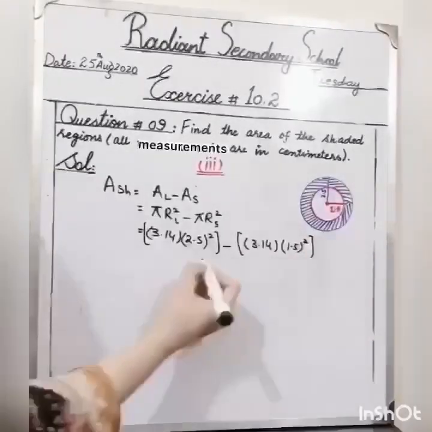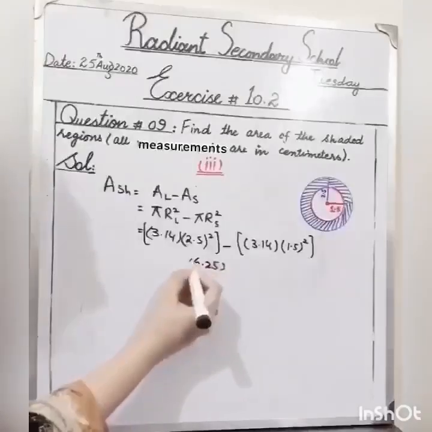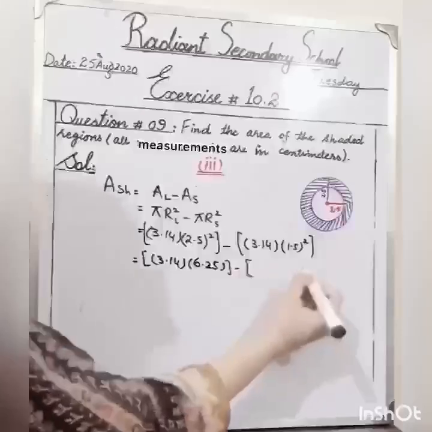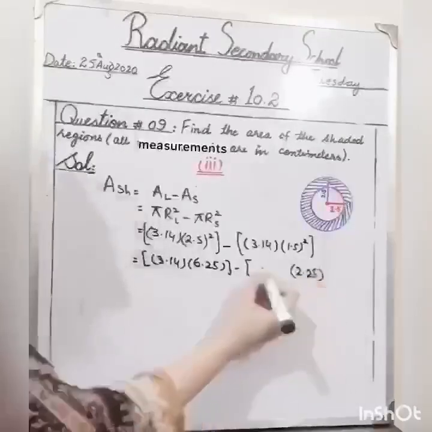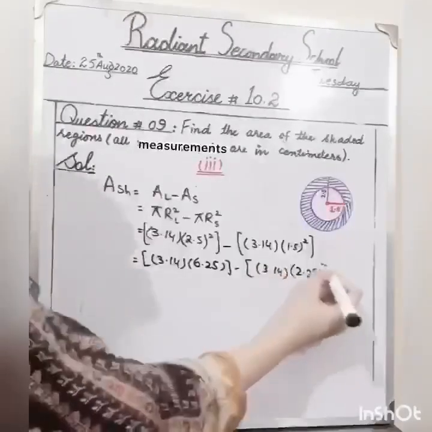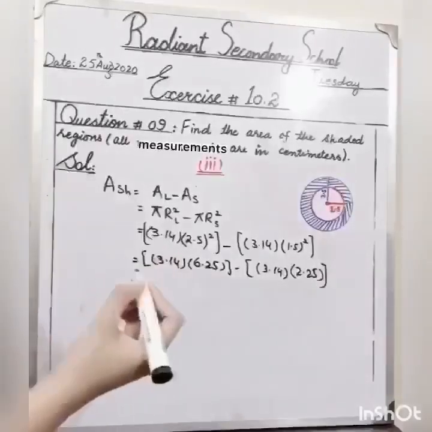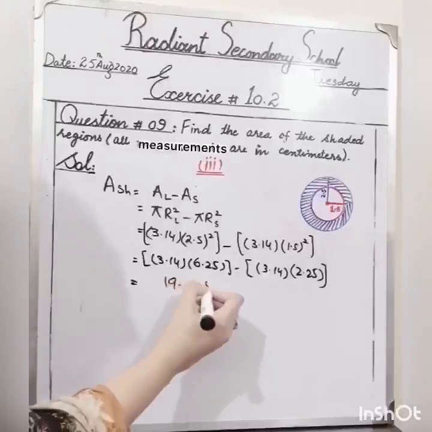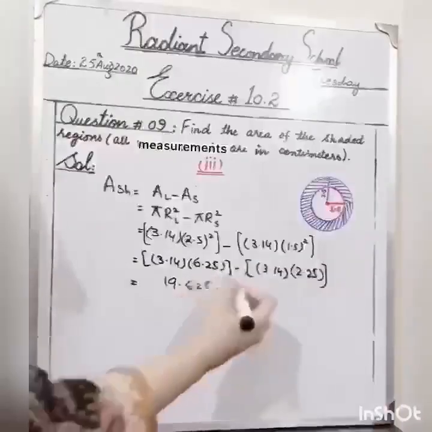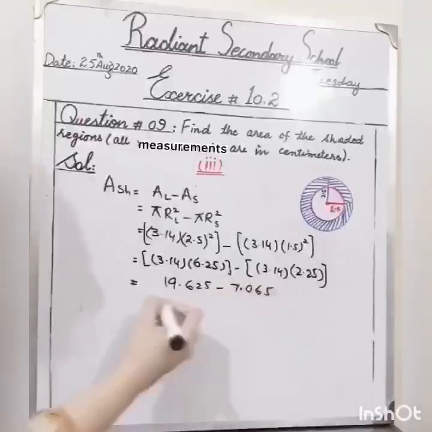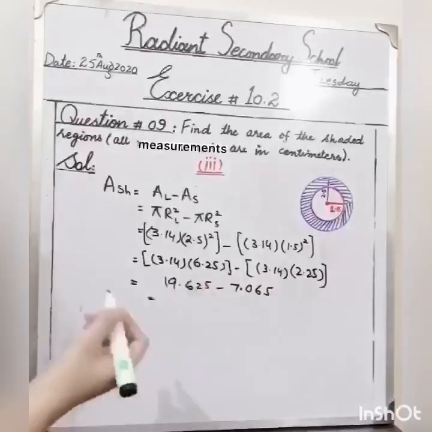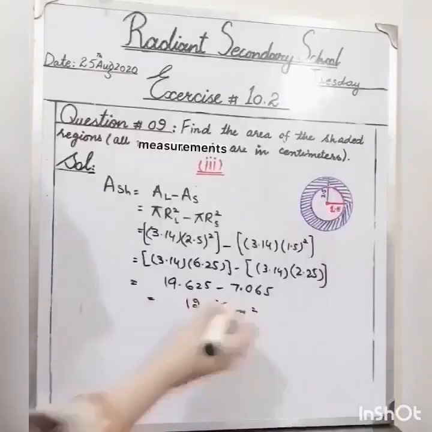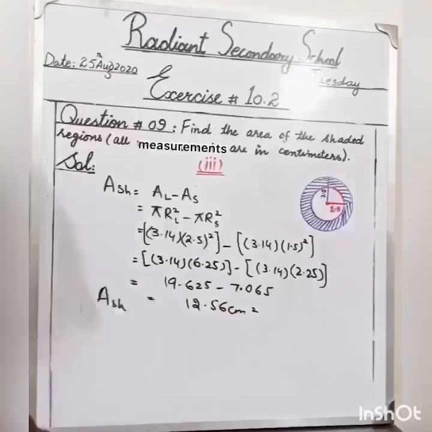2.5 square will be 6.25 into 3.14 minus 1.5 square will be 2.25 into 3.14. When you multiply these two numbers, your answer will be 19.625. And when you multiply these two numbers, 7.065 will be obtained. When we subtract these two numbers, our answer will be 12.56 centimeter square. So this is the area of the shaded region.